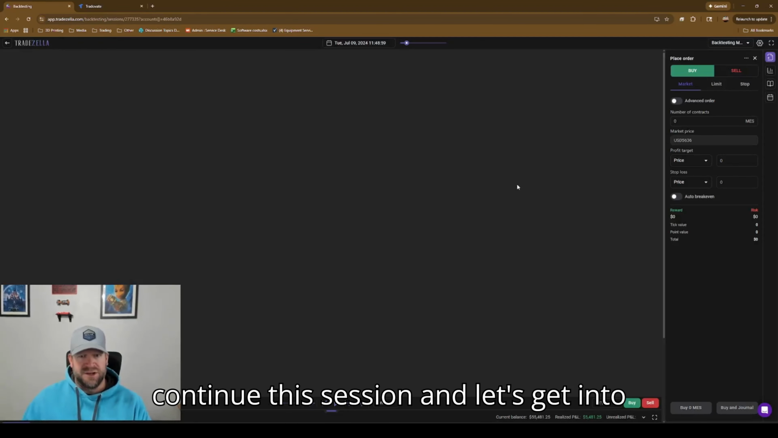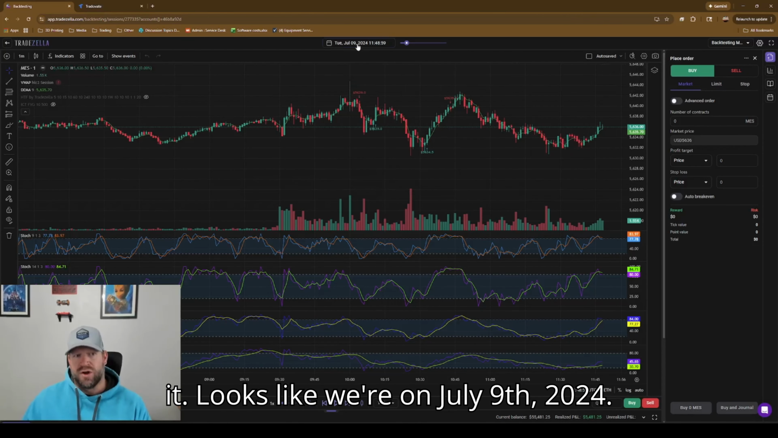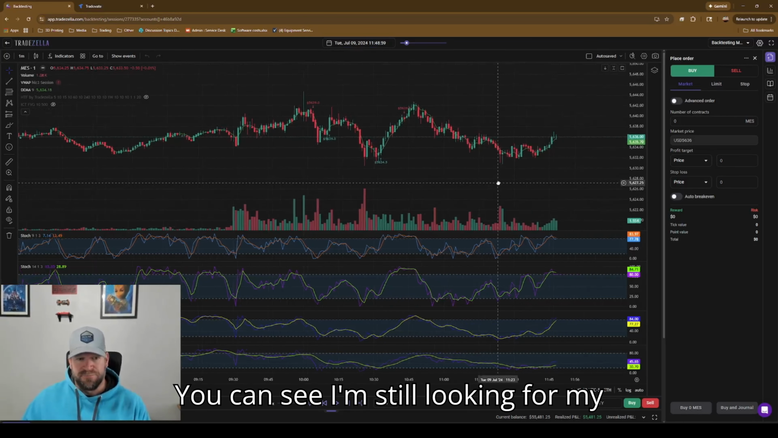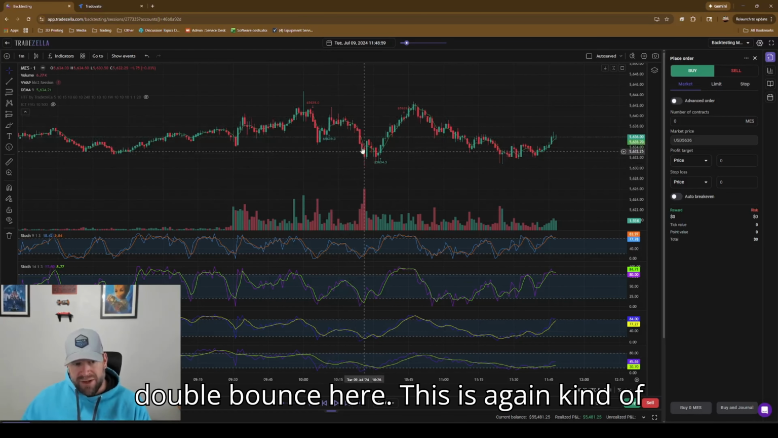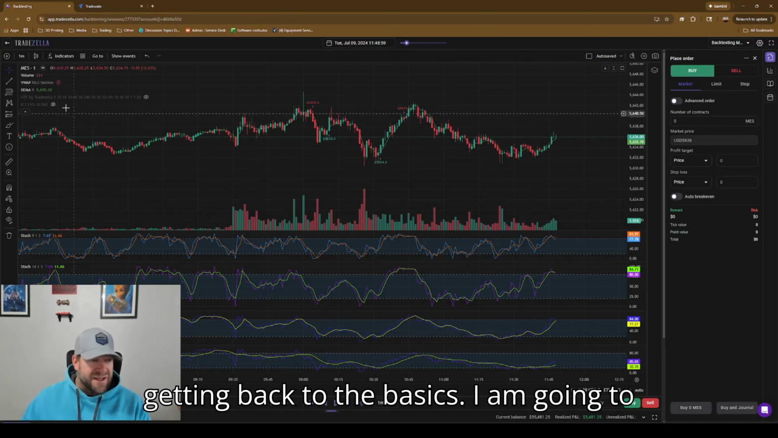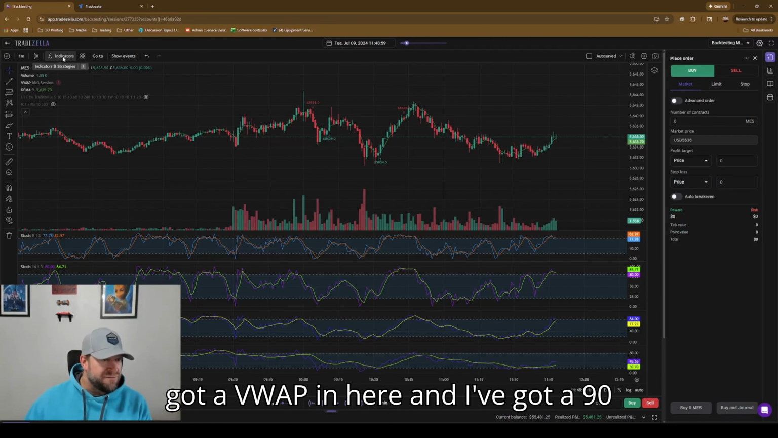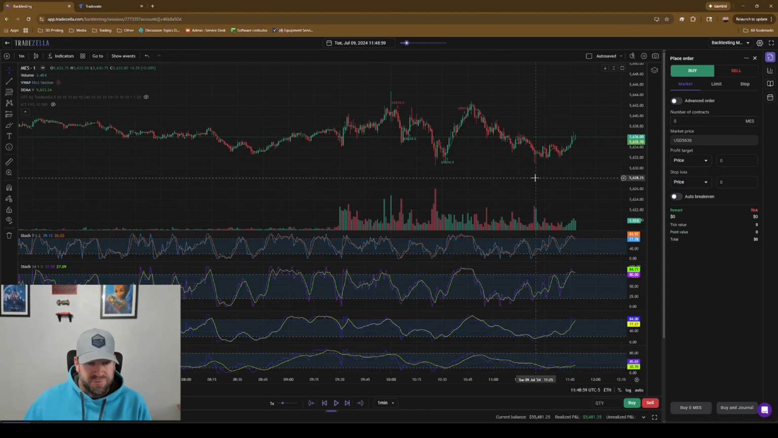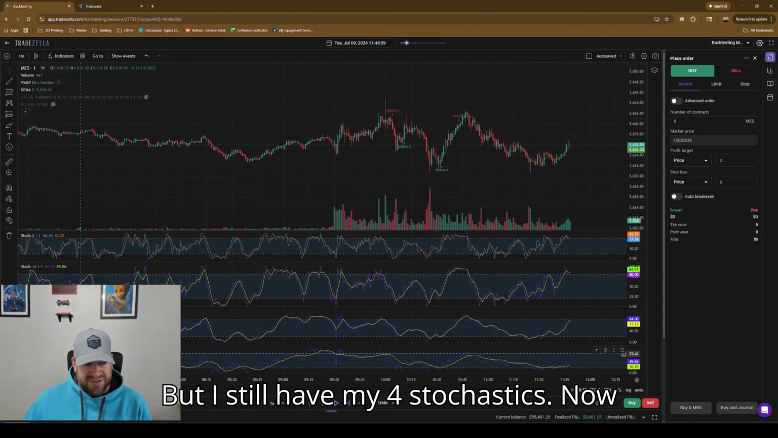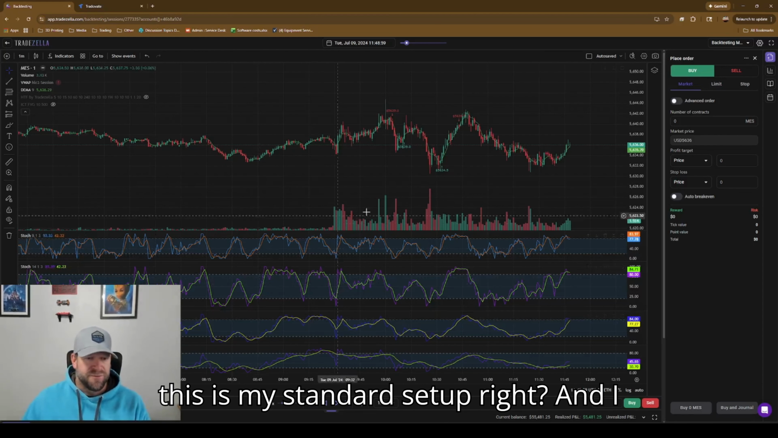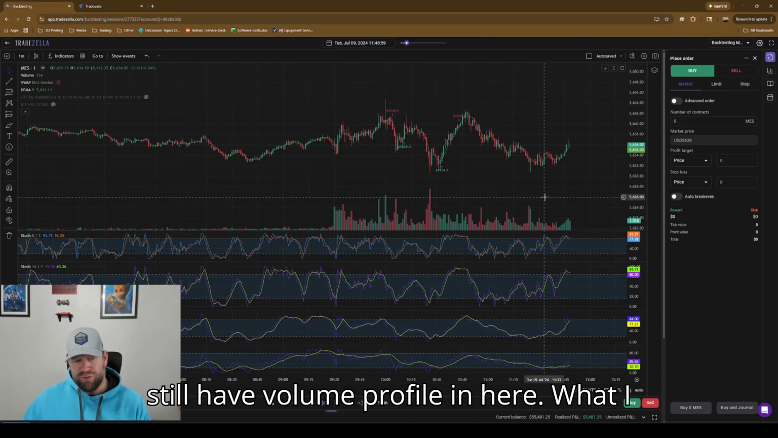Going to continue this session, and let's get into, looks like we're on July 9th, 2024. You can see I'm still looking for my double bounce here. This is, again, kind of getting back to the basics. I am going to see what indicators I can pull in. I've got a VWAP in here, and I've got a 9 EMA. But I still have my 4 stochastics. Now, this is my standard setup, right? And I still have volume profile in here.